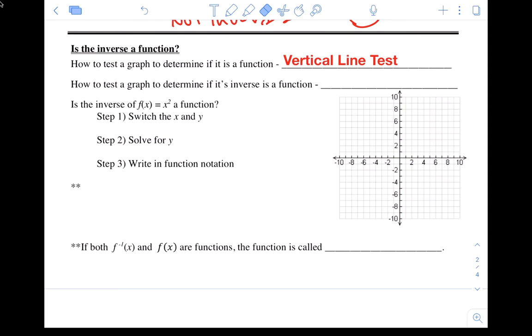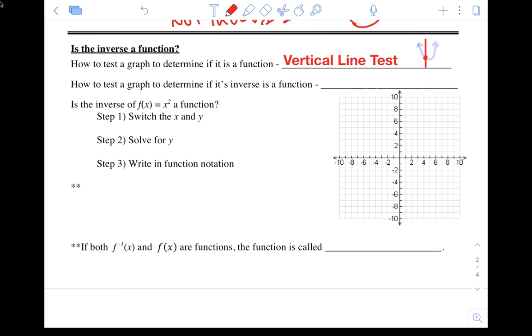Remember what that means. That means we take any function, like a parabola. And if your graph only gets hit one time by a vertical line, then it passes the vertical line test, and it means that your graph is in fact a function. In this case, it's a parabola. It's a quadratic function.